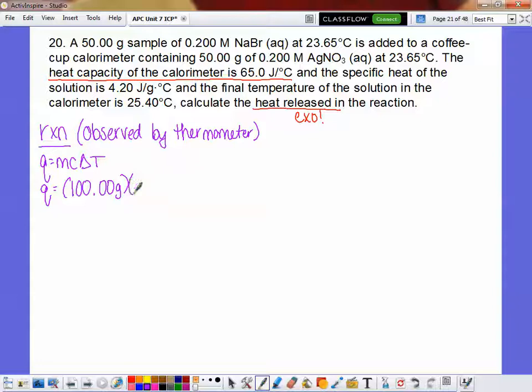Yes, C is 4.20. We're told that in the problem. And then we can calculate delta T. That's going to be the 25.40 minus 23.65. And this is the Q observed by the thermometer. So Q therm.